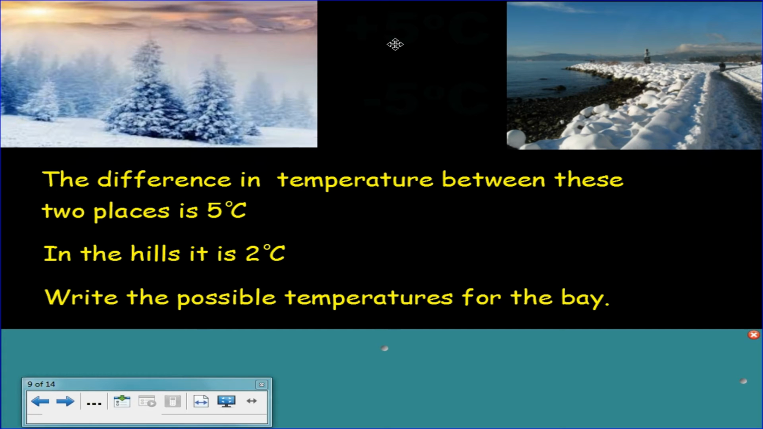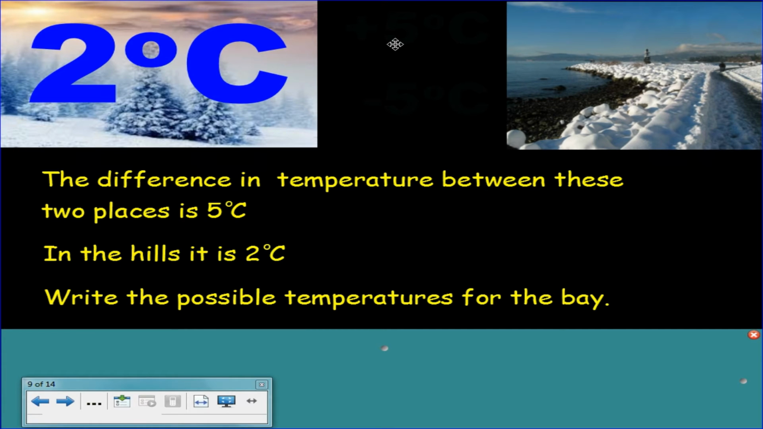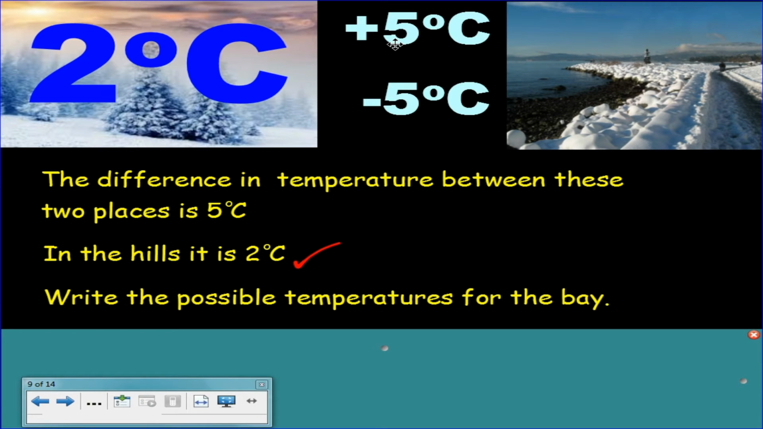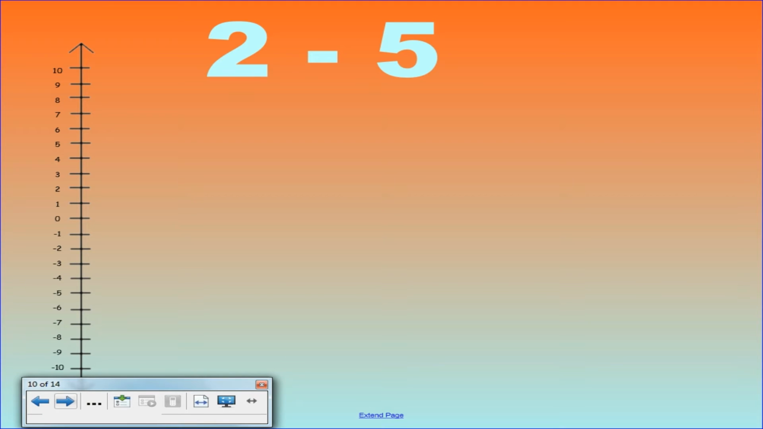So once again, let's write down the temperature in the hills. Now, the difference in temperatures is 5 degrees Celsius, so it's either 5 degrees warmer or 5 degrees cooler. We add 5 degrees or subtract 5 degrees. 2 plus 5 is 7. 2 minus 5 is, perhaps you already know the answer, but let's use a number line to make sure we have the correct answer. Let's use a number line.